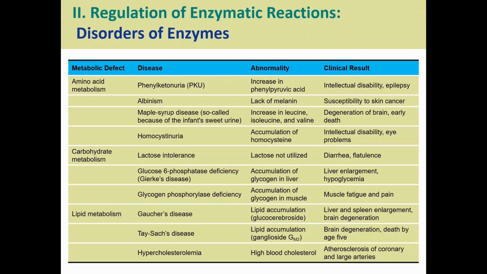Maple syrup disease, this is an increase in leucine, isoleucine, and valine. This will degenerate the brain and cause early death. Homocystinuria, this is an accumulation of homocysteine. Intellectual disabilities and eye problems can develop from this.